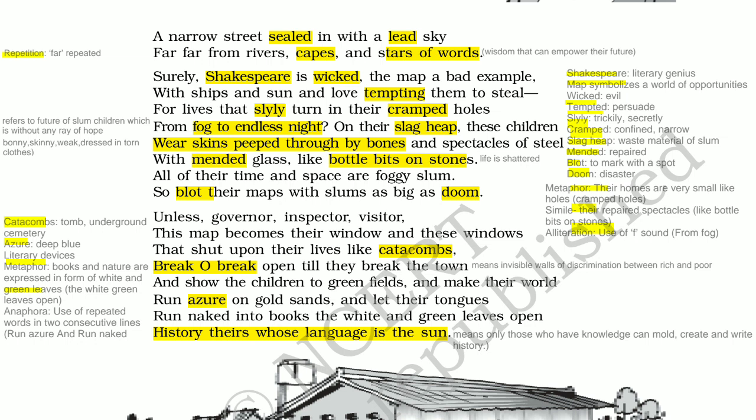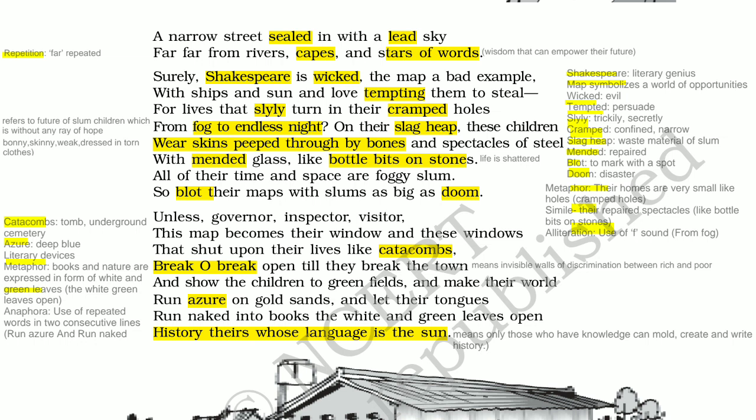Now coming to the second line, with ships and sun and love tempting them to steal. The ship, sun and love symbolize comforts, luxuries, possessions and riches in the material world. They are symbolic of joy and brightness of life, which these children are deprived of. In order to reach out to the world beyond, these children are sometimes tempted to adopt wrong methods to get their dreams fulfilled.